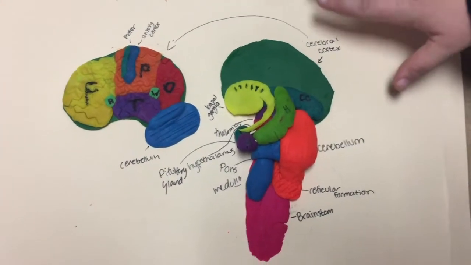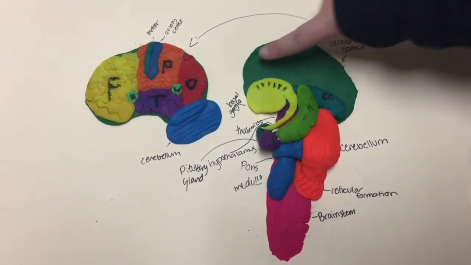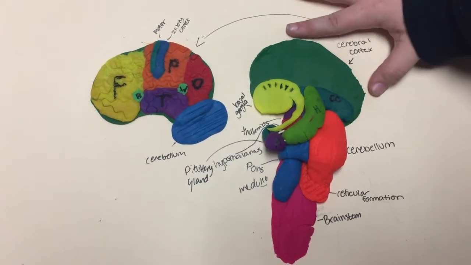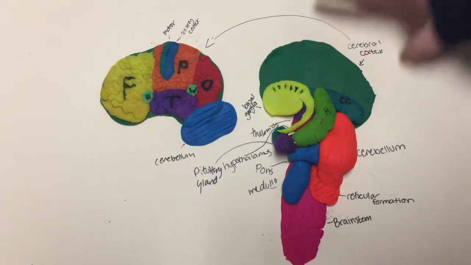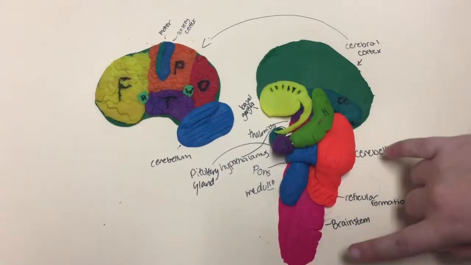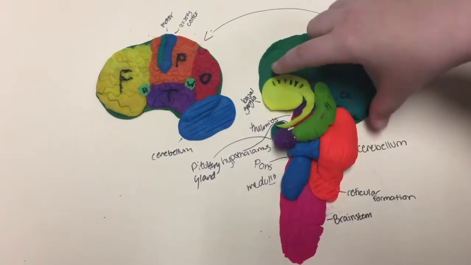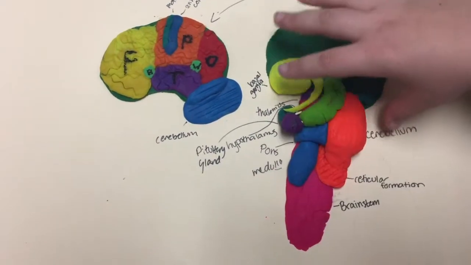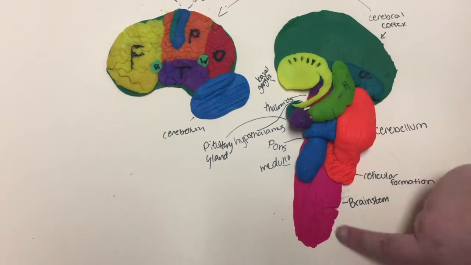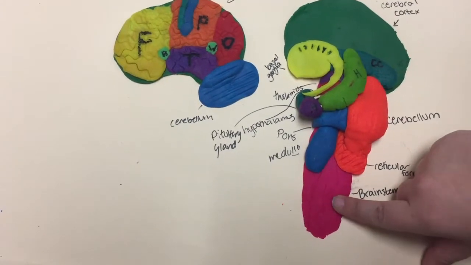Alright, so here we have our diagram of the brain. Here in green Play-Doh, this is the cerebral cortex. It deals with thinking and planning. And then this whole area here is the brain stem, with all the different things on it that need to function. And in pink specifically is the brain stem.